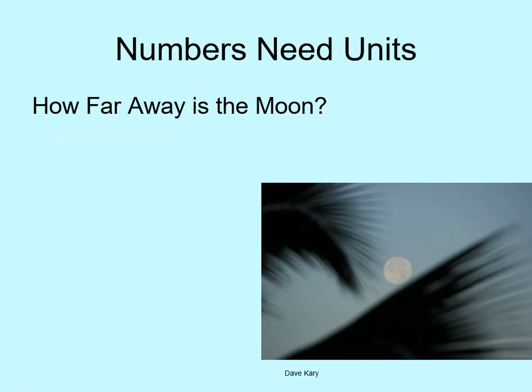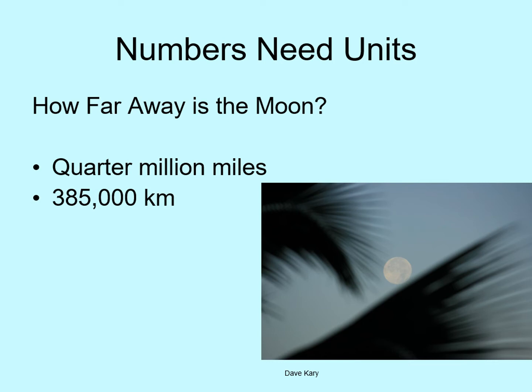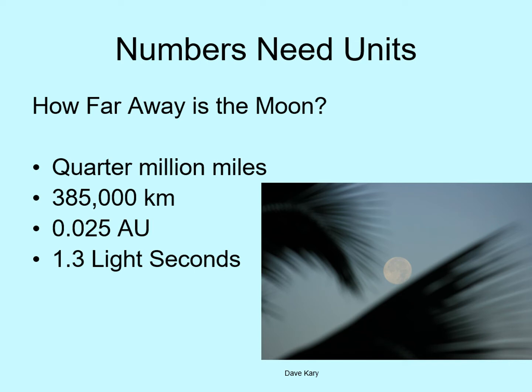Let's start with a basic question. How far away is the moon? Do you know how far away it is? Take a moment and think about it. All right, have you got an answer? Here are some of the possible answers. You could say it's 250,000 miles, or maybe 385,000 kilometers. How about 0.025 astronomical units, or 1.3 light seconds, or 1 moon unit? Okay, I made up that last one.